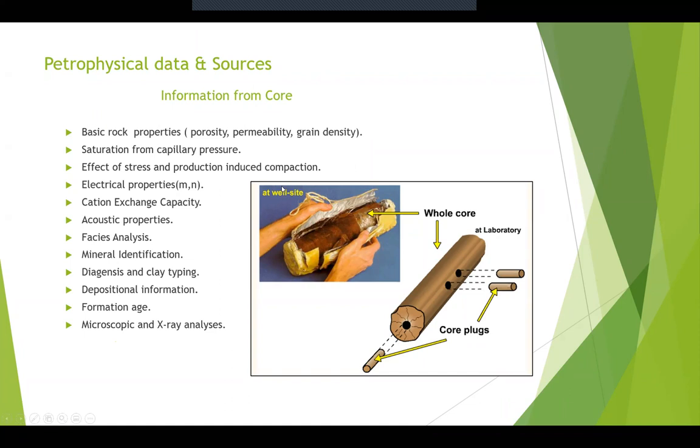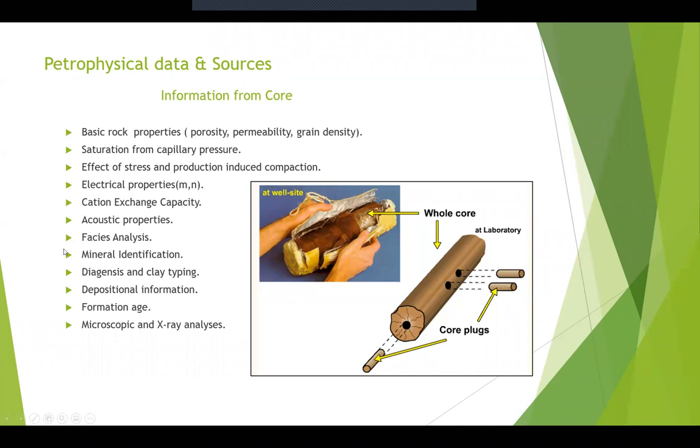And also another data is the electrical properties, m and n, which are used for the saturation equation from Archie. And cation exchange capacity also, we need this if you are using the dual water equation or Johar's equation. For these equations, the cation exchange capacity is very important in the presence of shale. So this data is very important to correct for the shaliness impact in the reservoir and to get an appropriate, accurate water saturation.